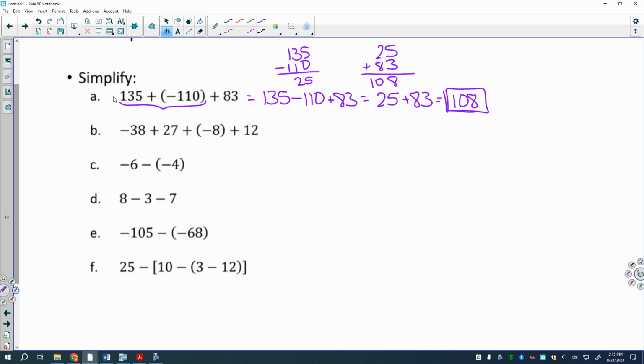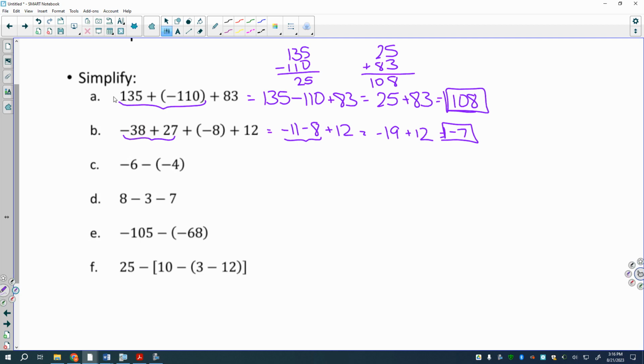Part B, I start with these two. I just go ahead and subtract or add them. Negative 38 plus 27 is negative 11. The negative 38 is further away, so this is a negative 11. I'm going to go with minus 8 plus 12. Negative 11 minus 8 is negative 19. And then negative 19 plus 12 is negative 7.